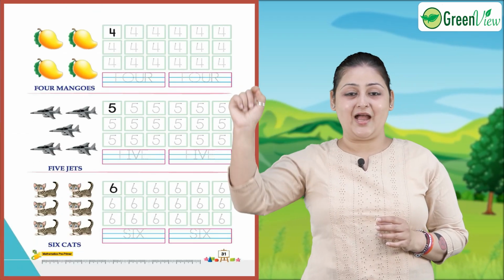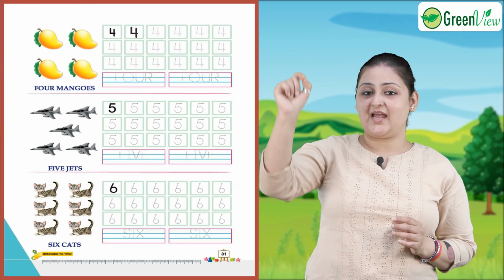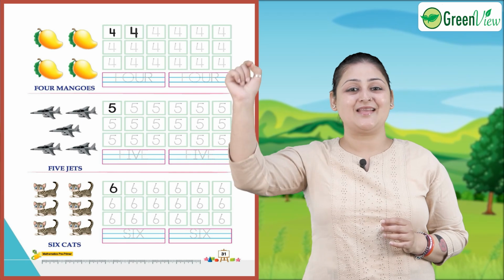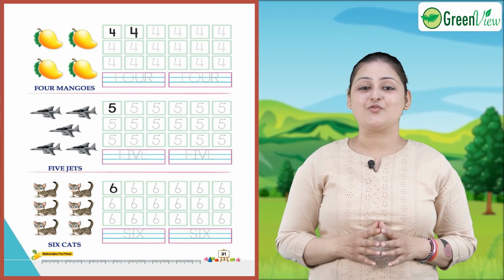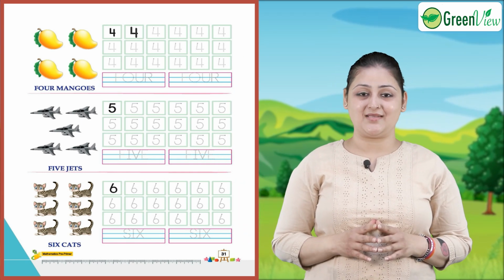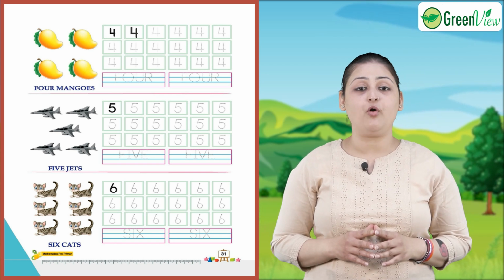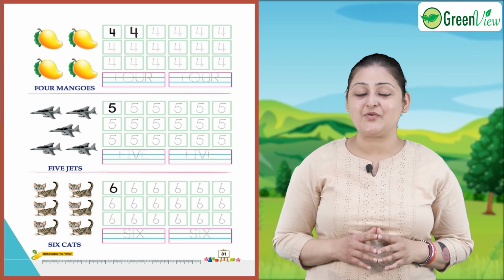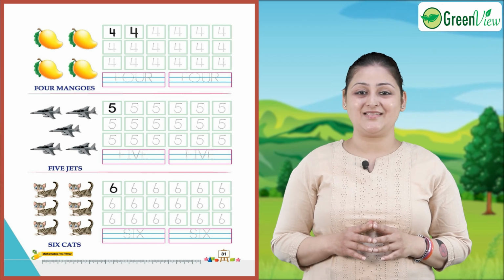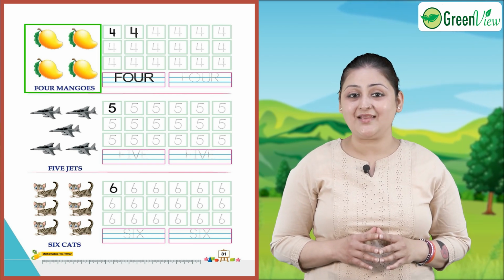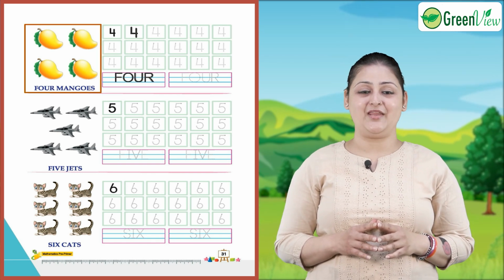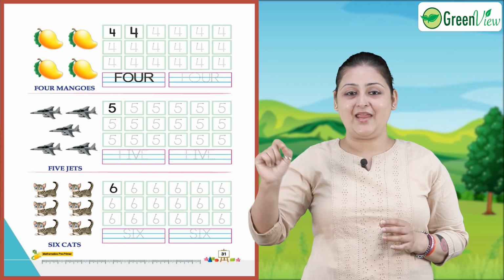4. How to draw 4? Take a standing line, a sleeping line and a standing line. Now trace the tracing dots for more practice. Now what is the number name for 4? It's F-O-U-R. So trace the tracing dots for more practice. And how many mangoes are there? 4 mangoes. Very good.